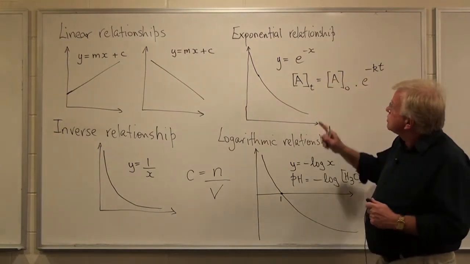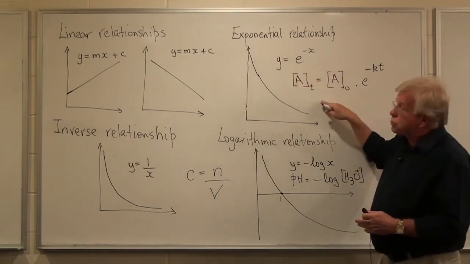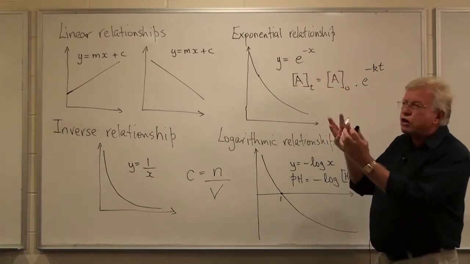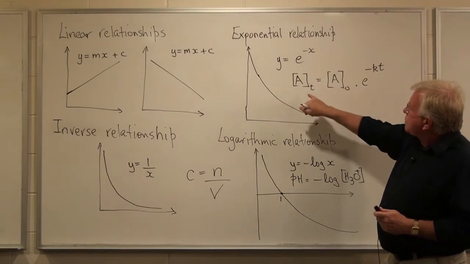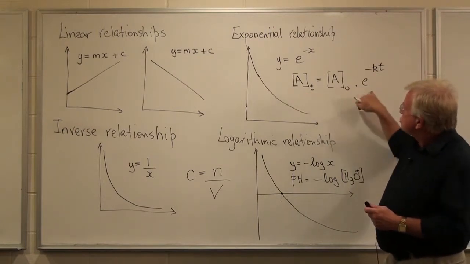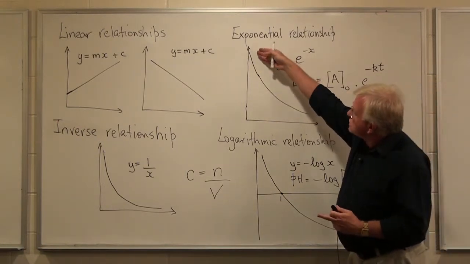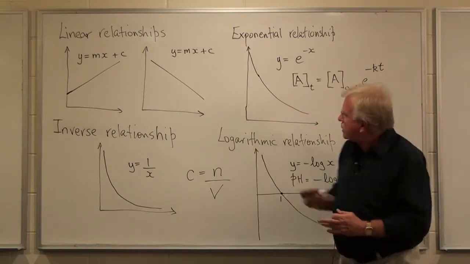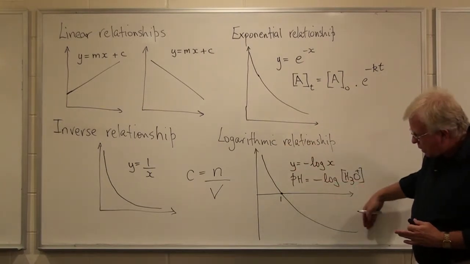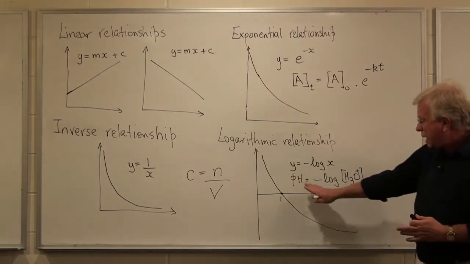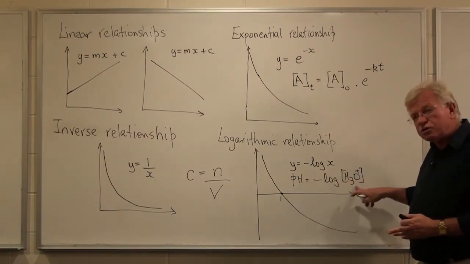Two other graphical relationships that you'll need to be very familiar with are the exponential relationship, which is when you're looking at the concentration of something in a reaction and the concentration is decreasing with time. Here's the formula that you use to calculate the concentration of something at any particular time. You'll notice it's an exponential decay, it's not a linear relationship. And of course, logarithms. The logarithmic relationship goes like you can see here, and a good example of a logarithmic relationship is the one between pH and the concentration of hydronium ion.